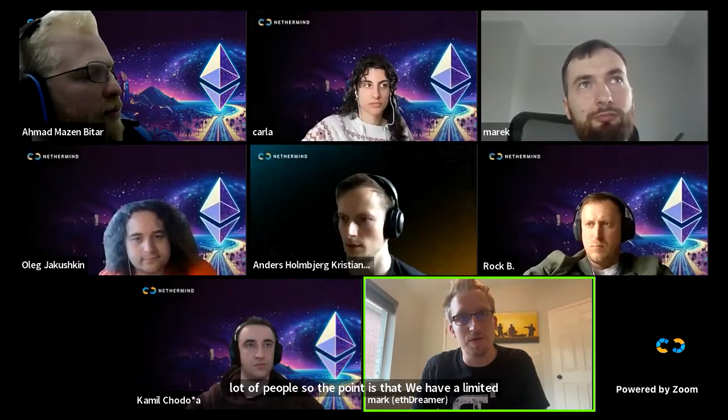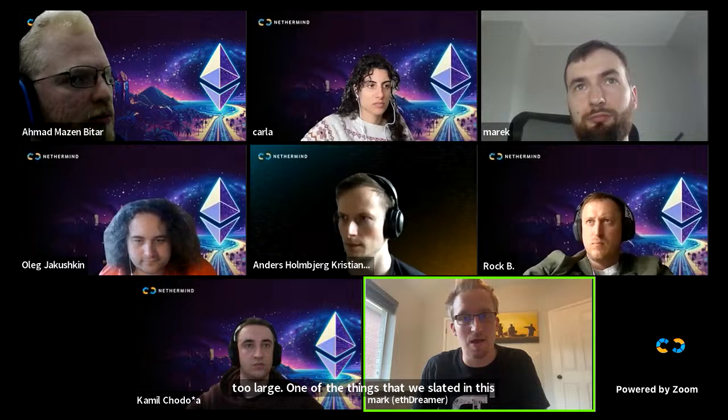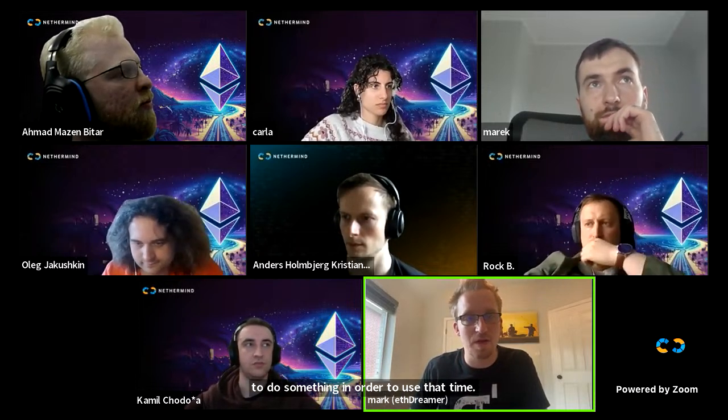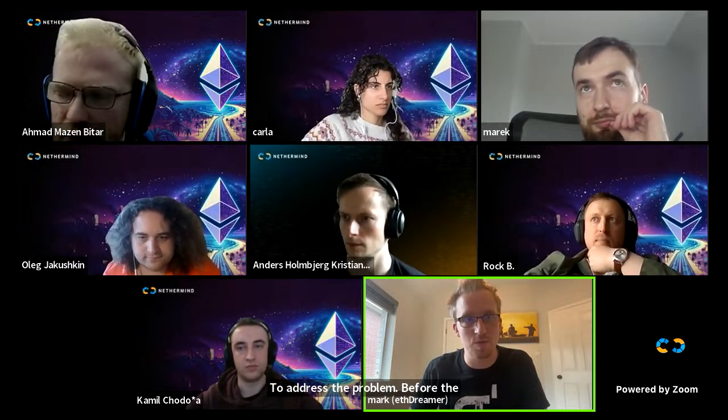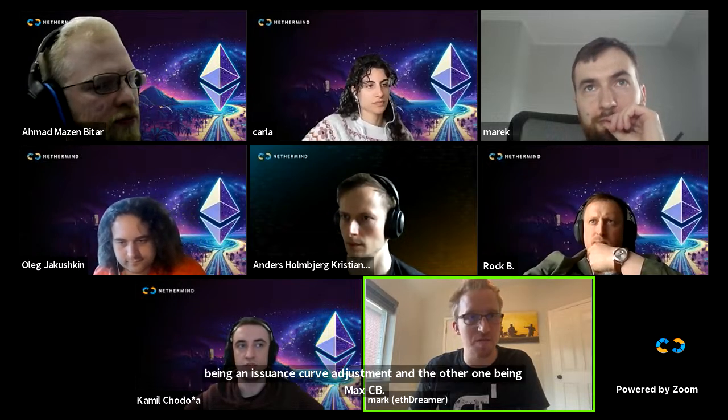So the point is that we have a limited amount of time to deal with this problem of the validator set growing too large. One of the things that we slated in this Dencun upgrade was a limit to the rate of increase of validators, and we did that to buy us some time. And so now we have to use that time to address the problem before the validator set grows too large. We basically have these two options, one being an issuance curve adjustment and the other being max EB. And the nice thing is that max EB is significantly less contentious than an issuance curve adjustment.